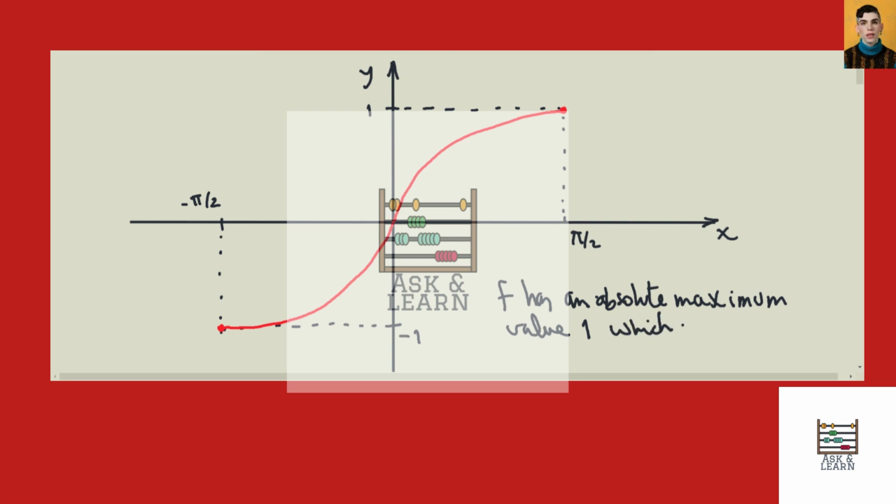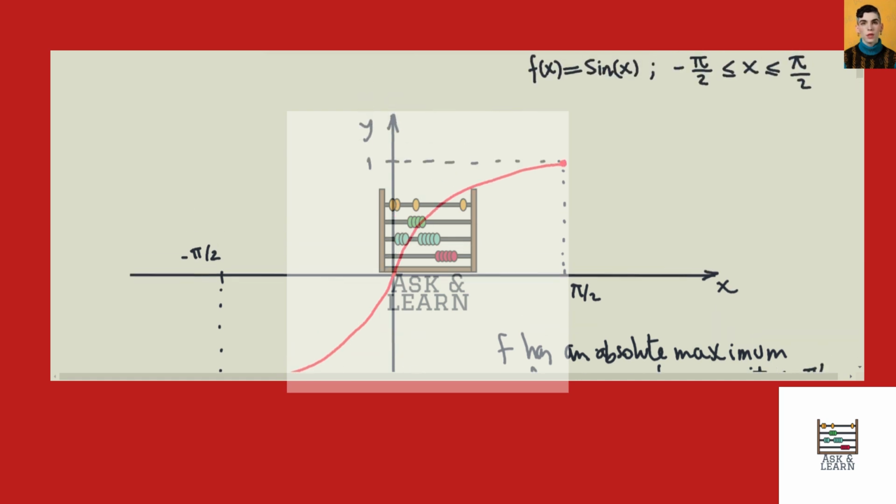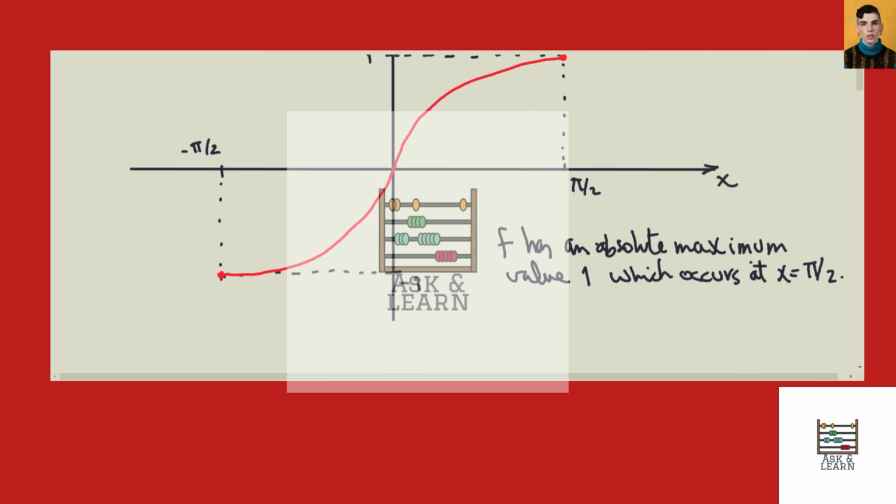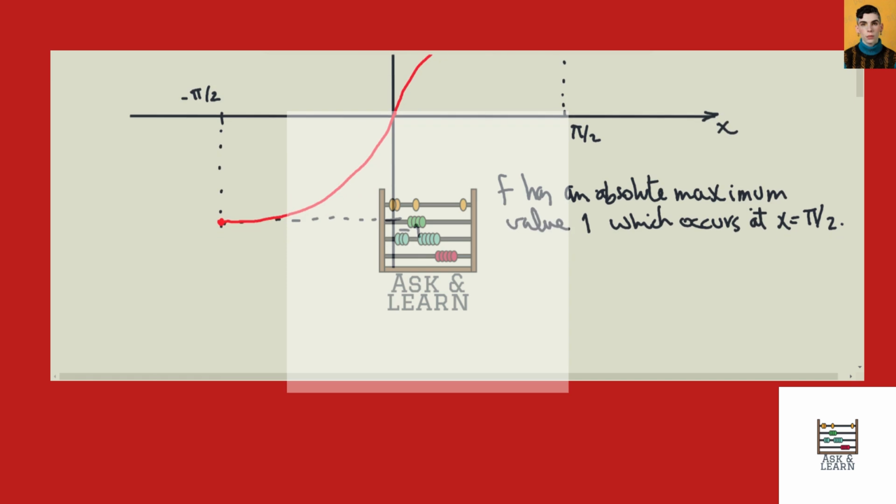and this value occurs at x equal pi half. That's because pi half is included in the domain. That is, the domain is closed on the right endpoint. And for that reason, the highest point in the graph is the image of pi half, this point here, included in the graph. So it's the absolute maximum value of 1, which occurs at pi half.